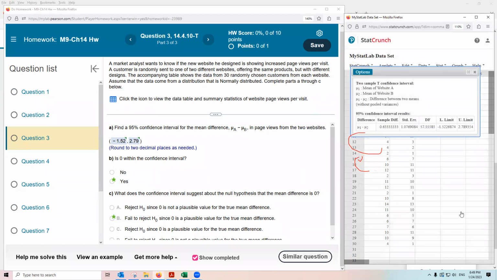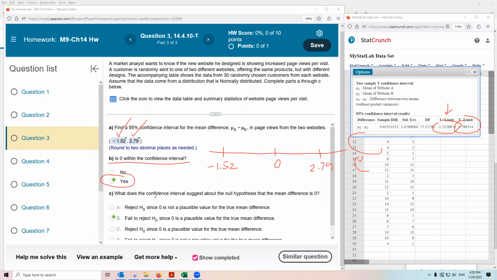I'll click compute. And here is the lower limit. Let me circle it here so you can see it. Here's the lower limit, negative 1.522. And here's the upper limit, 2.71. Well, if I graph this on a number line, here is negative 1.52. Here's 2.79. And notice 0 would be somewhere within the confidence interval. So now they're asking me, is 0 within the confidence interval? Well, yes, it is. If I have a negative number on the left side and a positive number on the right side, I must have a 0 in between.